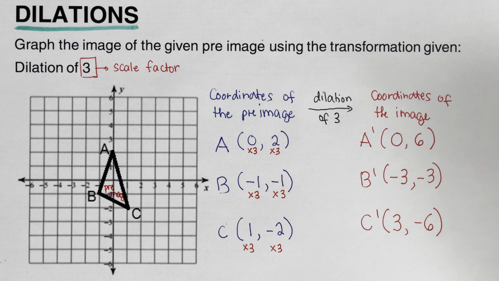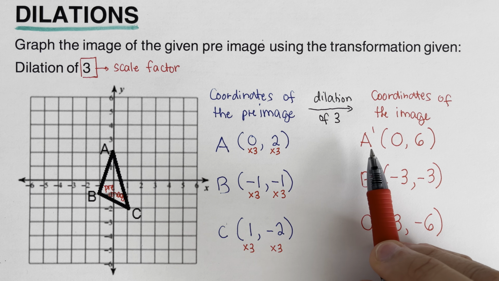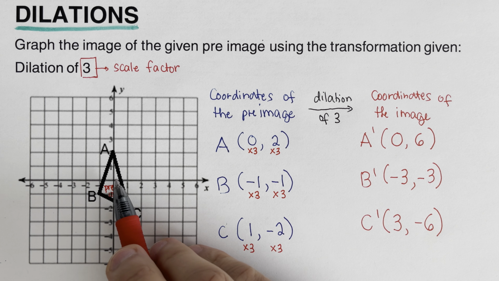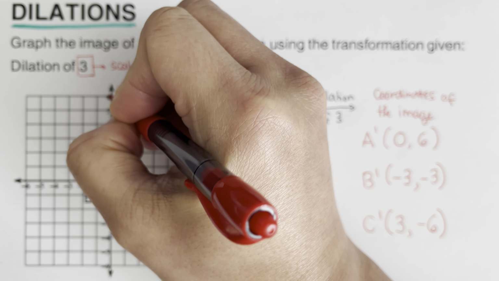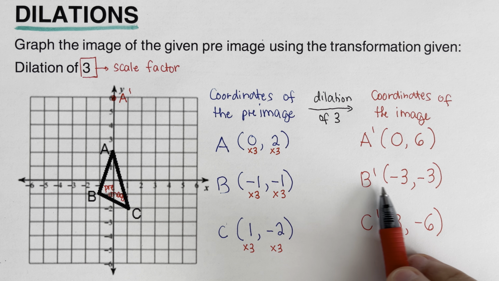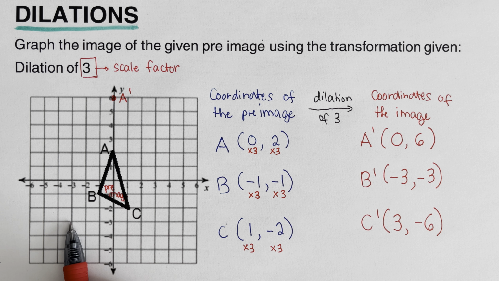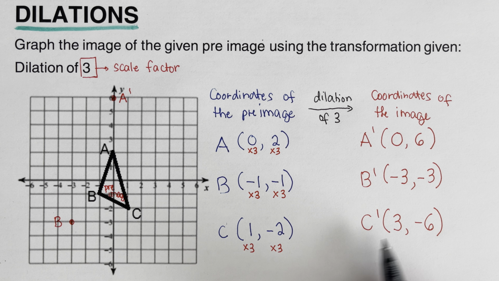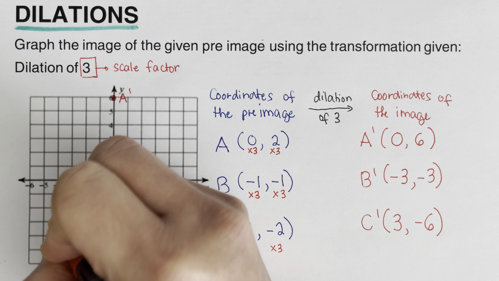Now we are ready to sketch the shape of the image using these coordinates that we got here. So we say that our A prime is located at 0, 6. So that's 0 all the way to 6. So this will be our A prime. And then our B prime is -3, -3. So the X is -3, the Y is -3. So it's going to be right here. So this will be our B prime. And then our C prime is at +3 and -6. So it's going to go down here. So this will be our C prime.